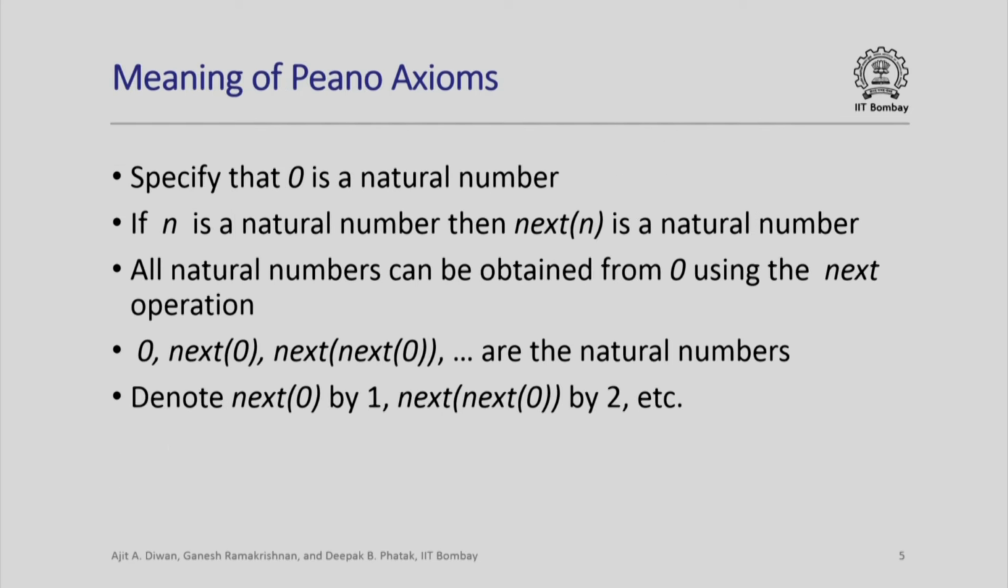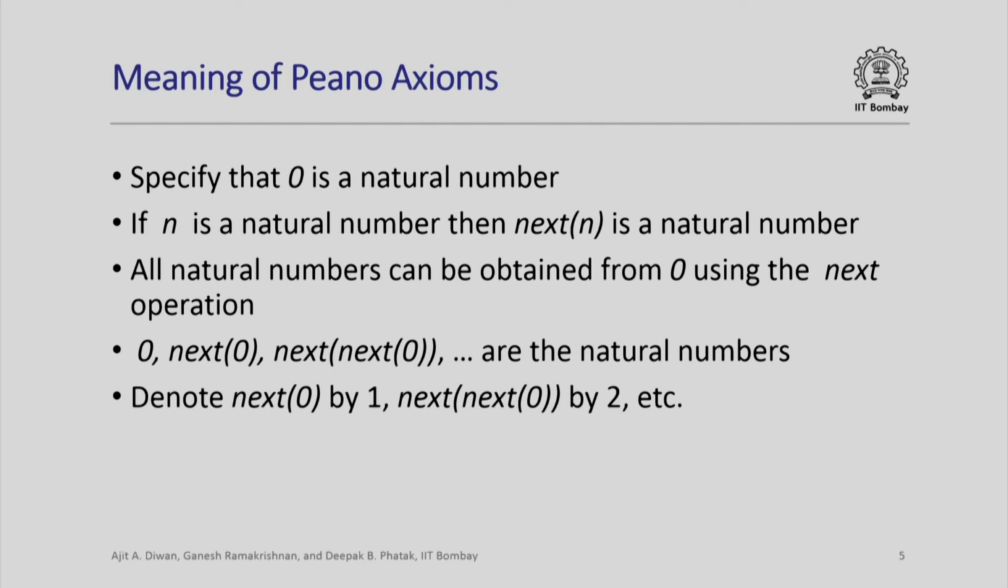So, let us look at the meaning of these Peano axioms. What do they say? So, they specify that 0 is a natural number. The first axiom says that we have a number called 0 which is a natural number. If n is any natural number, then next n is a natural number. And the third property essentially says that all natural numbers can be obtained from 0 using the next operation.